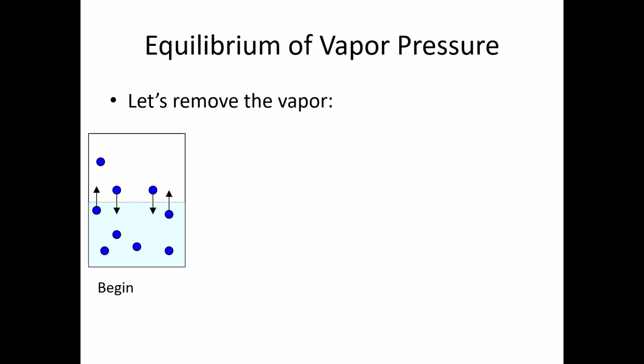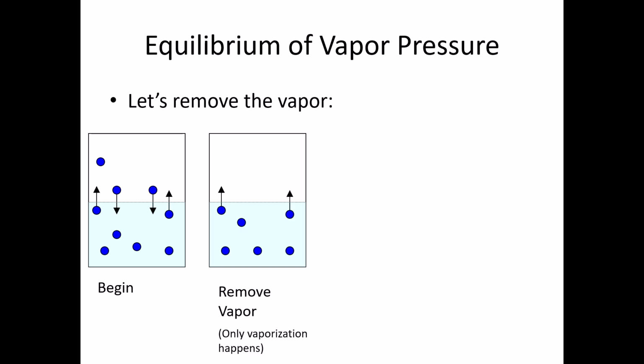Alright, so let's look at an interesting idea about equilibrium. So if we look at this first picture, we have liquid at the bottom, so we have 6 liquid molecules, and then we have 3 gas molecules above the liquid. If we're at equilibrium already, our rate of vaporization is equal to our rate of condensation. But now let's take the vapor off.